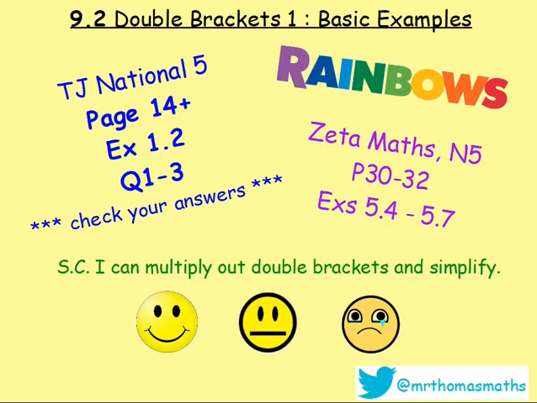That is the first lesson with double brackets. There are some questions in the Zeta Maths book. Look at their National 5 book, page 30 to 32, exercise 5.4 to 5.7. Knock yourself out with all those questions. Or you could look at the TJ National 5 book, that's page 14, exercise 1.2, questions 1 to 3. Check your answers, make sure you can multiply out brackets.